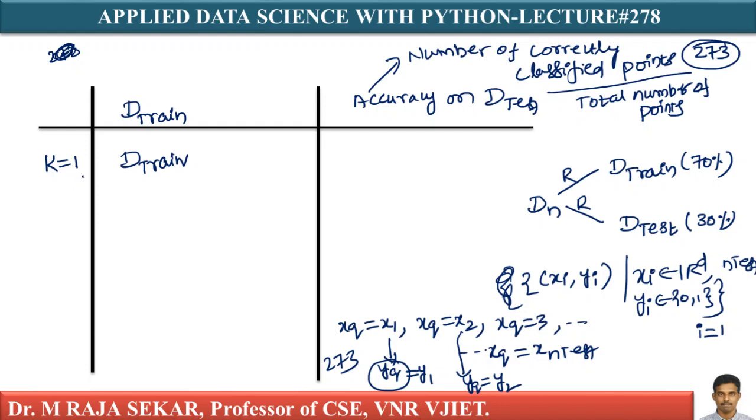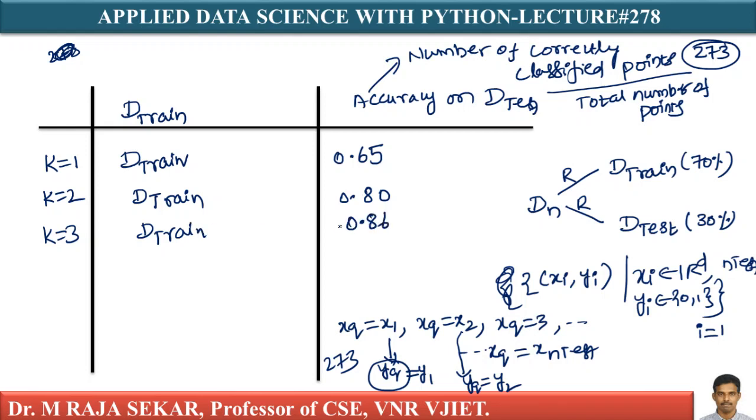Let's say for k equal to 1, I got an accuracy of something like 0.65. Let me assume. When my k increases from 1 to 2, what happens? Using dtrain, I calculate accuracy, and let me say now I'm getting 0.80, and so on. Let me say I'm taking k equal to 3, the same dtrain, and calculating accuracy. Let me say I'm getting 0.86, and so on. Now let's draw it.